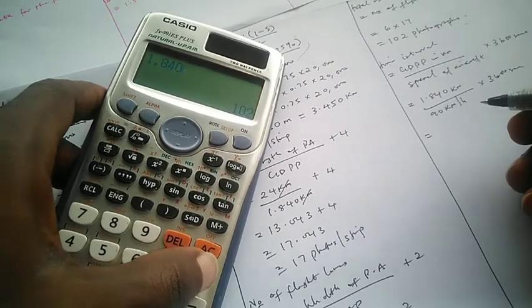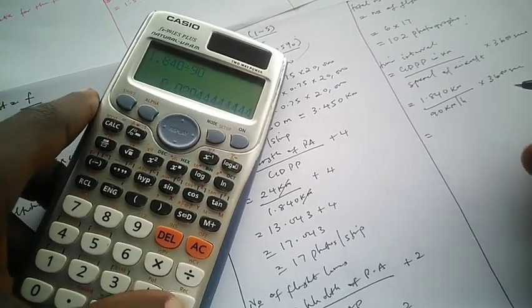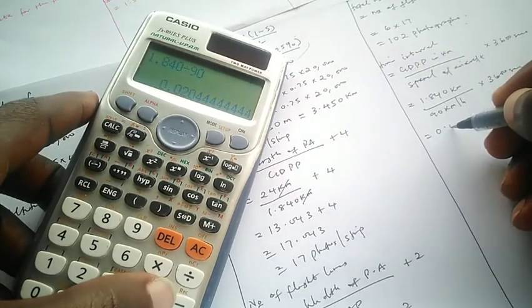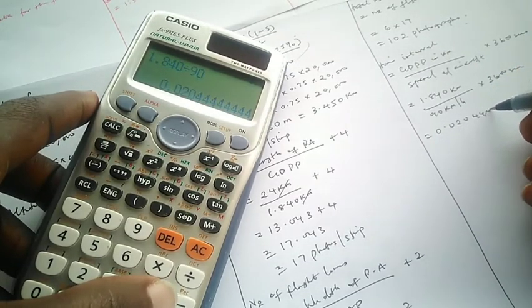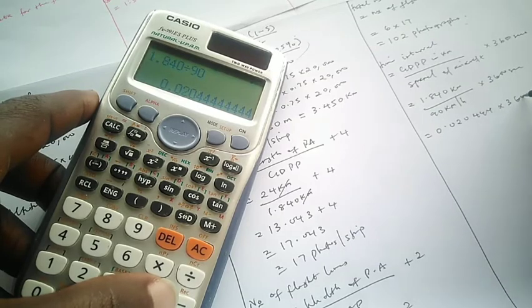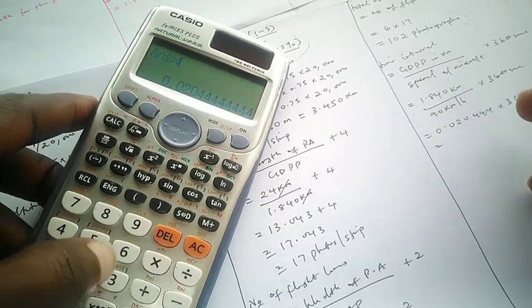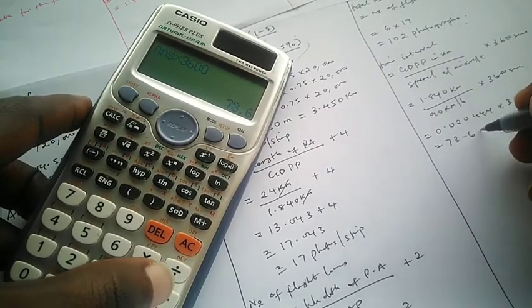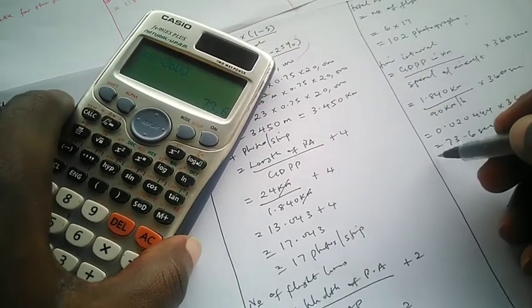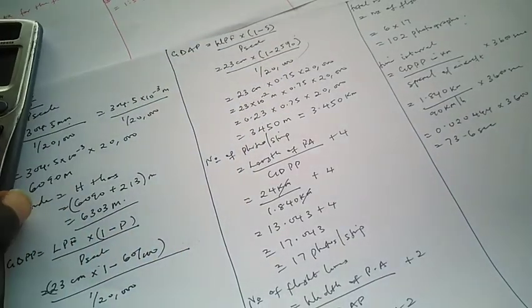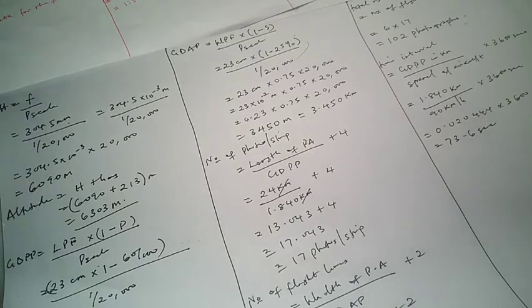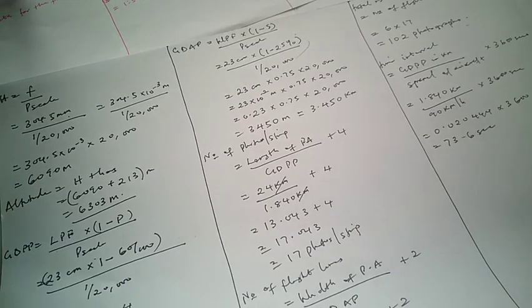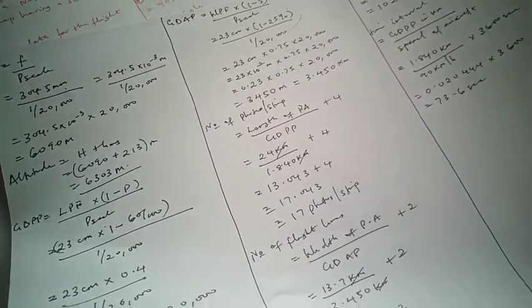So by the time we carry out the computation here, we have 1.840 divided by 90, which is 0.020444 repeating, times 3,600. So we have 73.6 seconds. That is the time interval between exposure. This is the last data for this flight planning that we are going to compute.